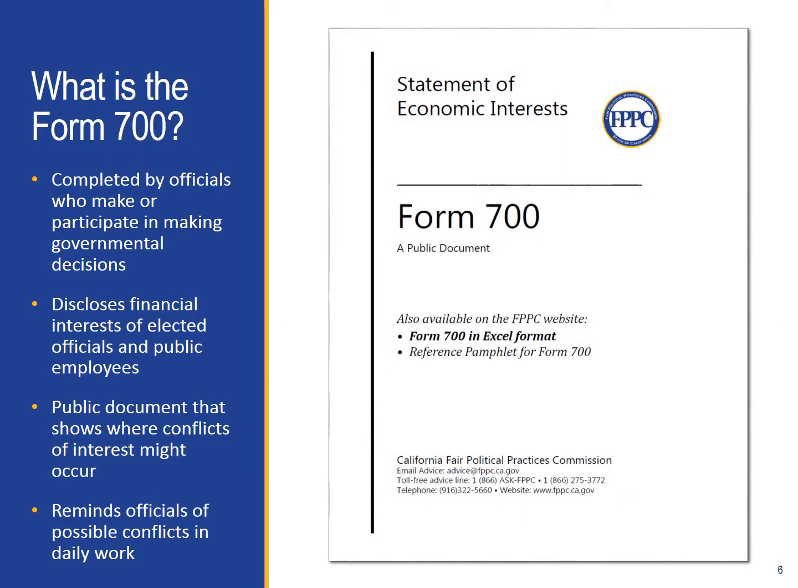So what is the Form 700? The Form 700 is the tool used by public officials to disclose their financial interests that could have an impact on their decisions as public officials. Your completed Form 700, or Statement of Economic Interests, will provide transparency to help the public identify potential conflicts of interest. It also serves as a reminder to you of what conflicts you may encounter in your daily work.